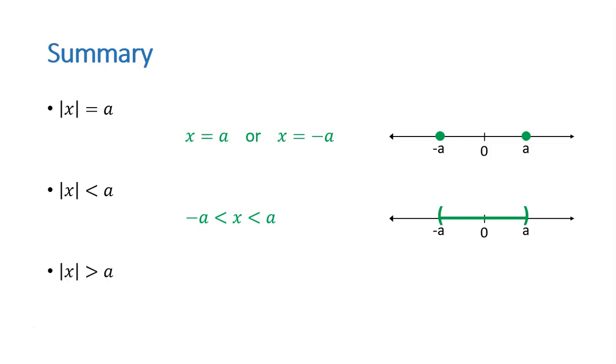And finally, absolute value of x is greater than a. So whatever x is, it has to be more than a units away from 0. So we can either go more negative than negative a, or we can go more positive than positive a. In either case, we have tails on our number line. So we can have everything to the left of negative a, everything from negative infinity to negative a, or everything on the right from a to positive infinity.